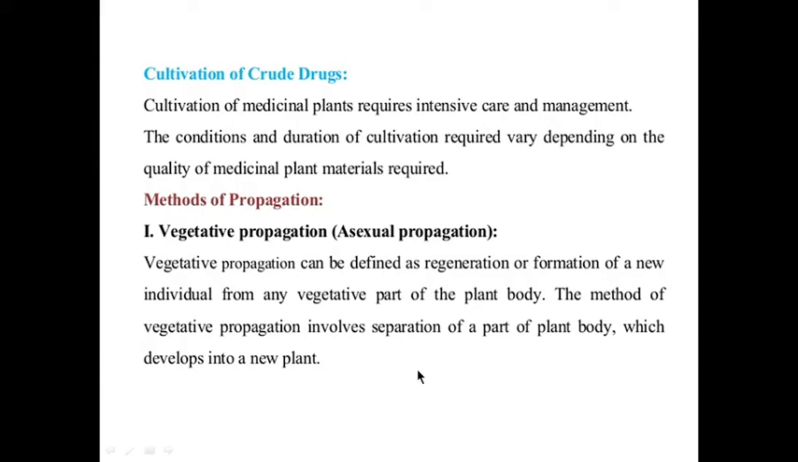For example, if the rose plant is there and we have to regenerate that rose plant again, then the stem part of that rose plant is taken out and again it is fixed into the soil, and all the uniform conditions for its development are provided, then it will develop into a new plant. Such a method is known as vegetative propagation or asexual propagation of plant.